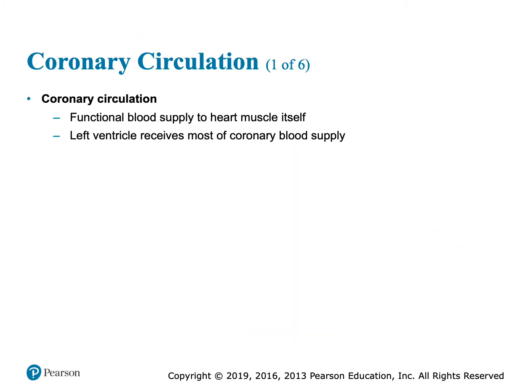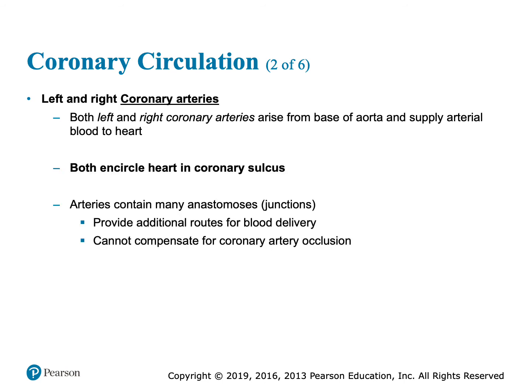So let's talk about that coronary circulation. We've done systemic circulation and pulmonary circulation, but the heart muscle needs oxygen too, or else it's not going to make it. So this is the oxygenated and the deoxygenated blood to the heart muscle. You're going to have a left and right coronary artery, and it's the first thing that leaves the aorta.